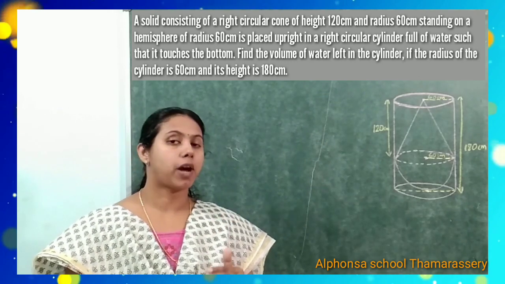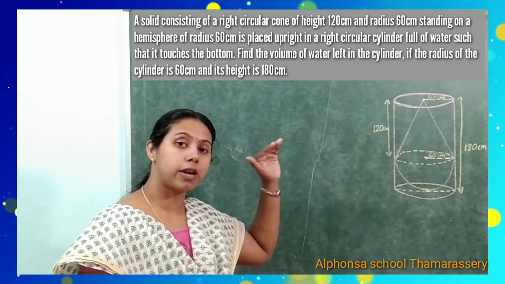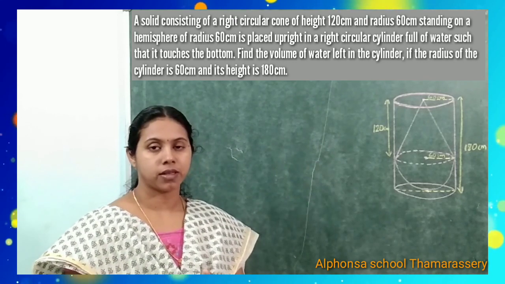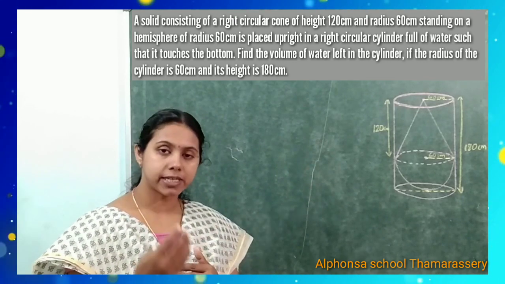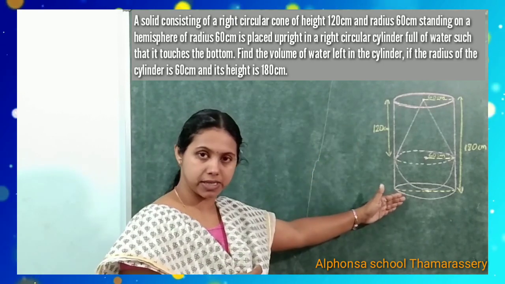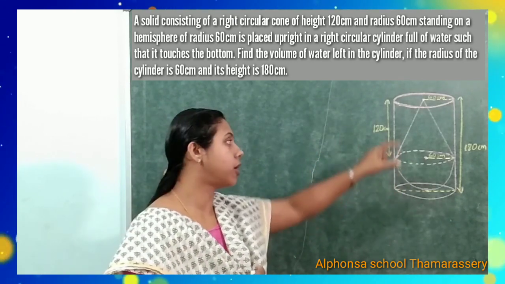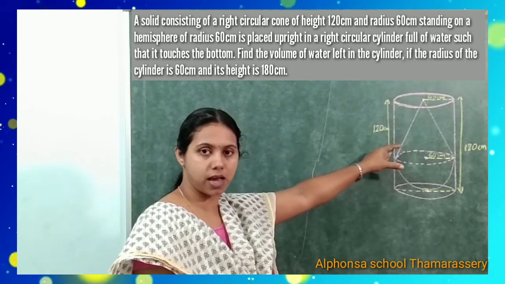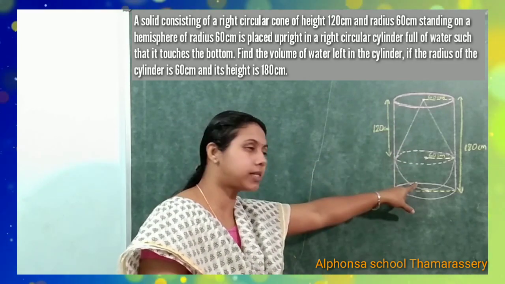So we want to find the volume of water now left in the cylinder. Volume of water left in the cylinder is equal to the total volume, that is the volume of the cylinder, minus the volume of water that flows out. That means the volume of this solid.